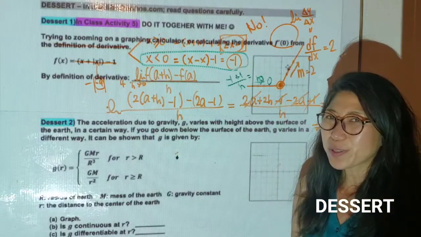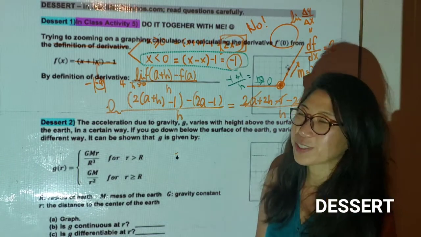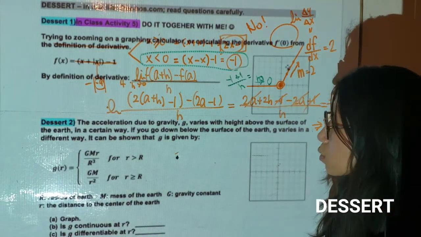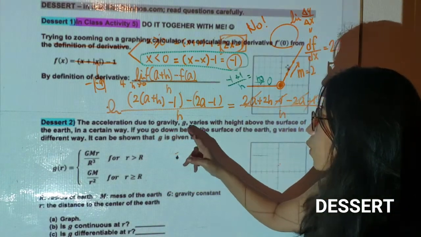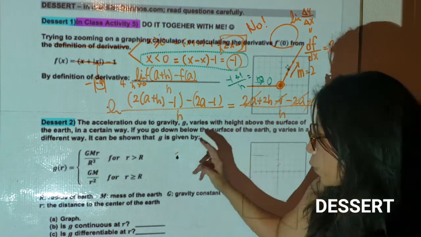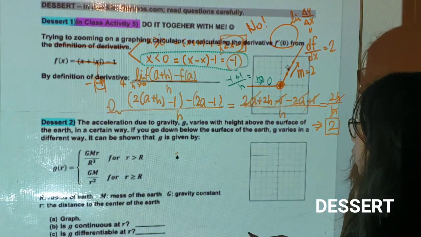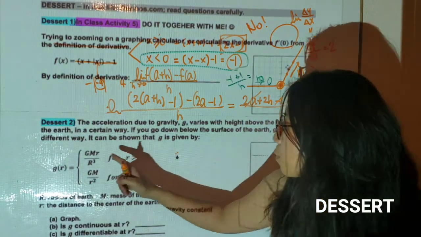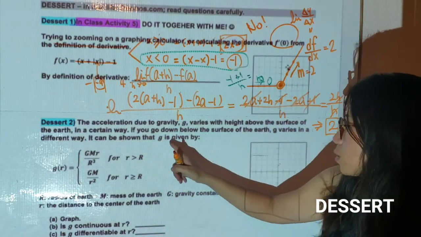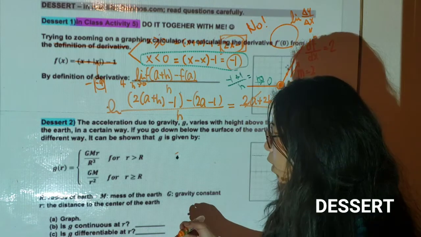So let's look at this one, number 2. It looks scary, right? So just listen and then follow here, then you will see actually it's not too bad. So here it says the acceleration due to gravity g varies with height above the surface of the earth in a certain way. If you go below the surface of the earth, gravity varies in a different way. It can be shown as the g function shown below. Okay, so let's look at what is going on.